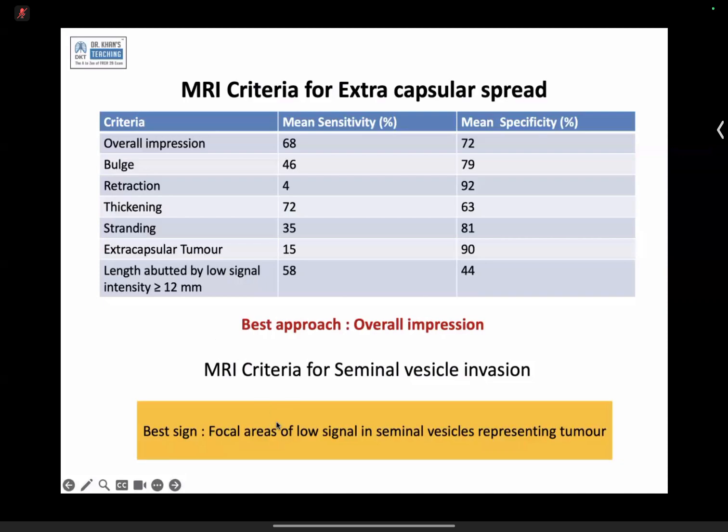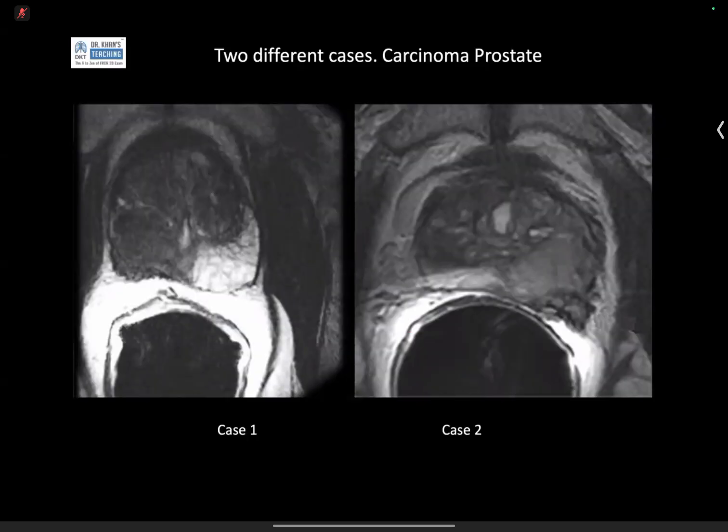And then, as far as seminal vesicle invasion is concerned, please remember the key thing that you should not go only for axial. You have to see particularly the sagittal to see extension of the tumor into the seminal vesicle. So axial T2 and sagittal T2 should be your first two, and then the coronal T2 to evaluate. In each and every case, you must evaluate all of these.